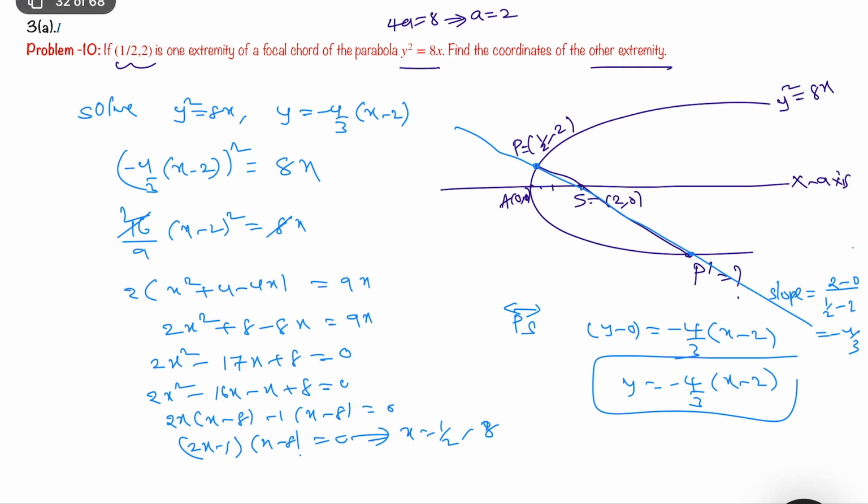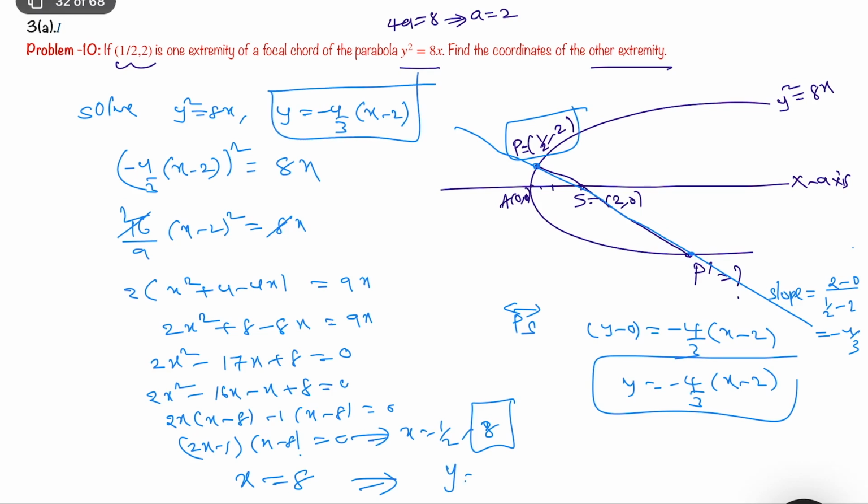So for x equal to 1 by 2, we get this point. Now let us focus on this x equal to 8. For x equal to 8, what will be the y value? Again, if you plug into this line equation, y equal to minus 4 by 3 times (8 minus 2). So it's going to be minus 4 by 3 times 6. It's going to be minus 8. So this P dash point is going to be 8 comma minus 8. So the other extremity of this focal chord is going to be 8 comma minus 8. Fine.